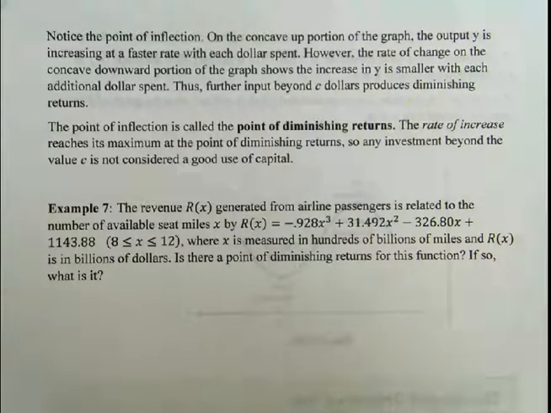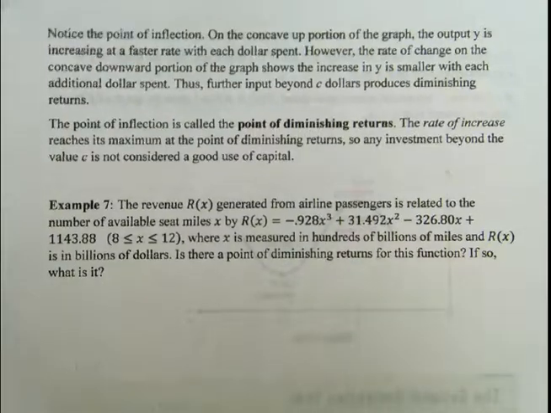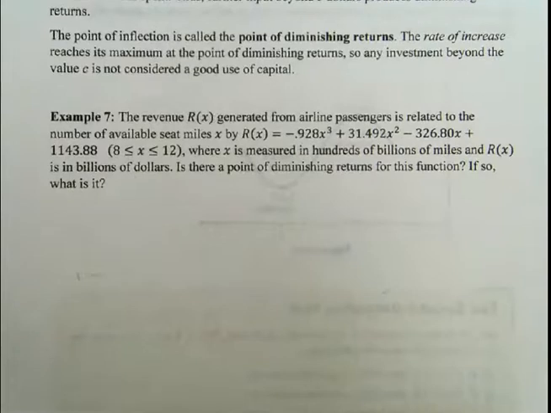So that's hugely important if you have your own business or you're working in a business and you're in charge of making good decisions to keep this business profitable. So let's look at example 7. The revenue generated from airline passengers is related to the number of available seat miles, x, by that function. X is measured in hundreds of billions of miles, and R of X is in billions of dollars. Is there a point of diminishing returns for this function? If so, what is it? Seems to me there would be one. I mean, it just kind of makes sense, but we're going to check and see if it is.